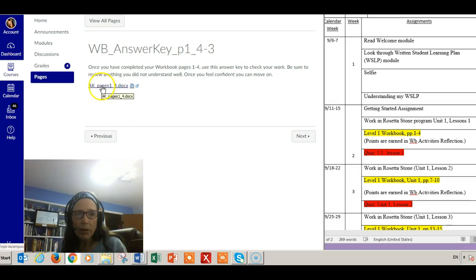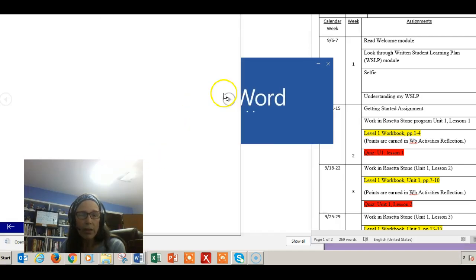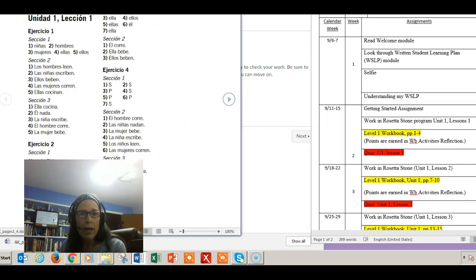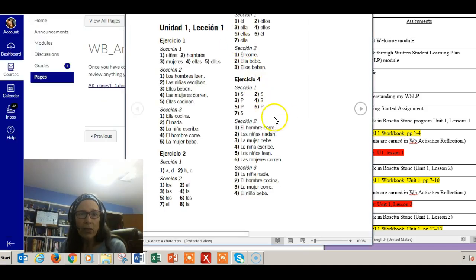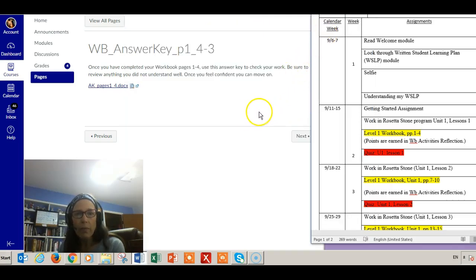It's your job to get the answer key, open it up, and take a look at it and check your own work. I expect you to check your own work. I expect you to look and see, did I do it right or not? So these are all the correct answers. Now, if you just go straight to the correct answers, maybe that's your way of learning, but most people need to practice it, then check their answers and fix anything that they need to work on.